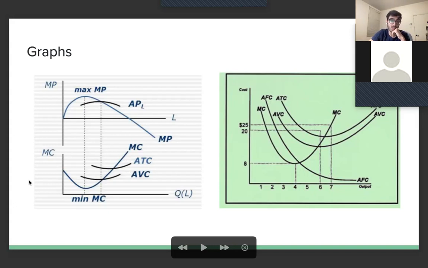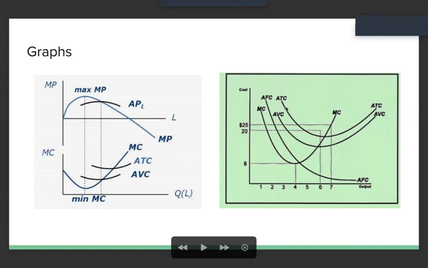Now, when it comes to costs, there are two things to notice. Let's look at the cost curves separately. So you have the marginal cost curve, cutting the average variable cost and the average total cost at their minimums. And then you also see that as we increase the output, the average variable cost is becoming closer and closer to the average total cost. But these two curves never meet.